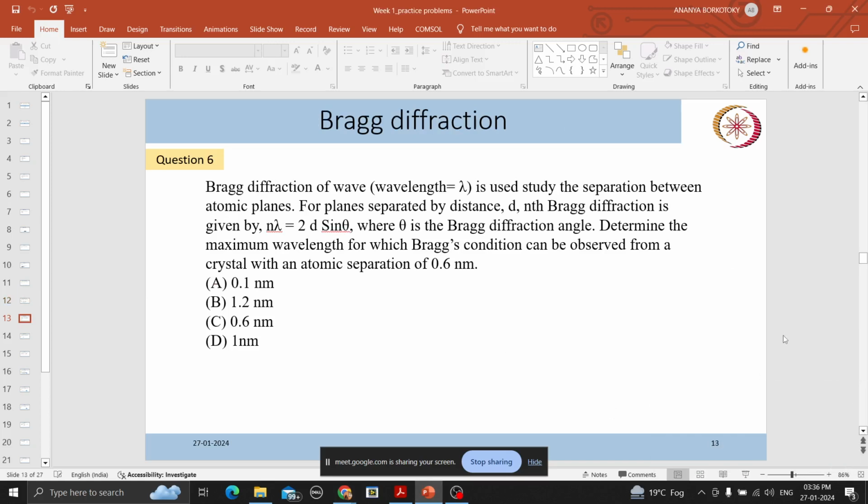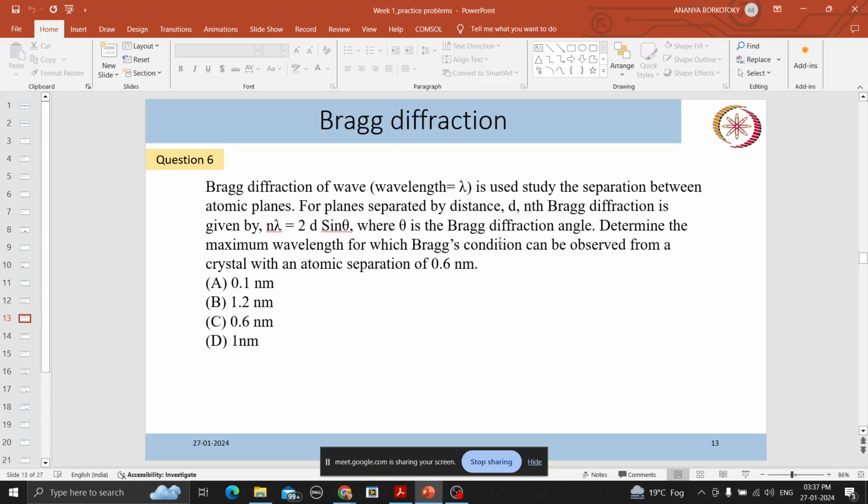Okay, so this is the next question. This is on Bragg's diffraction. Bragg's diffraction for waves is used to study the separation between atomic planes. For planes separated by a distance d, nth Bragg's diffraction is given by n lambda equal to 2d sine theta. Here theta is the diffraction angle.